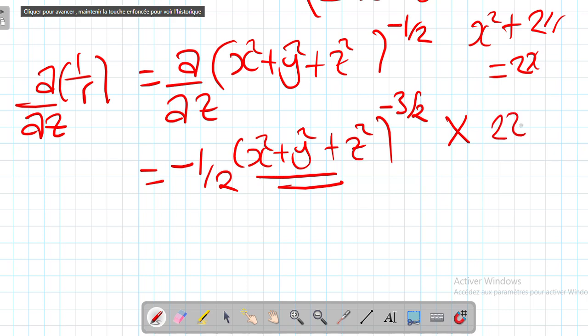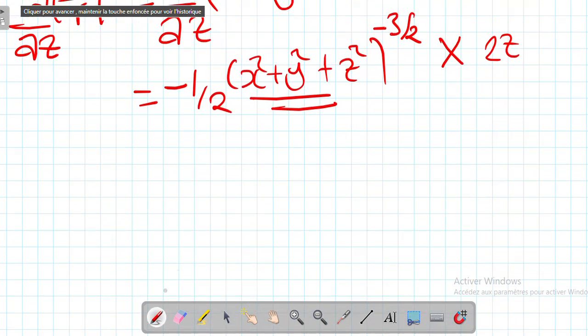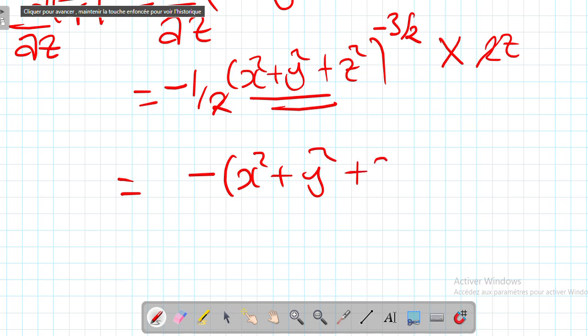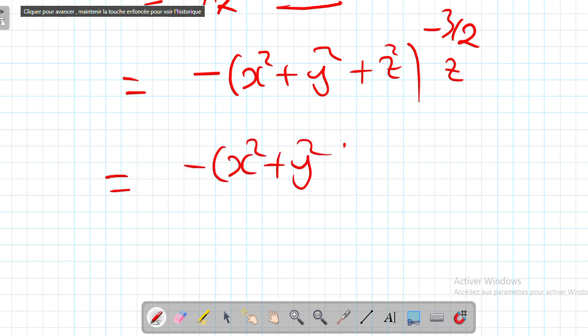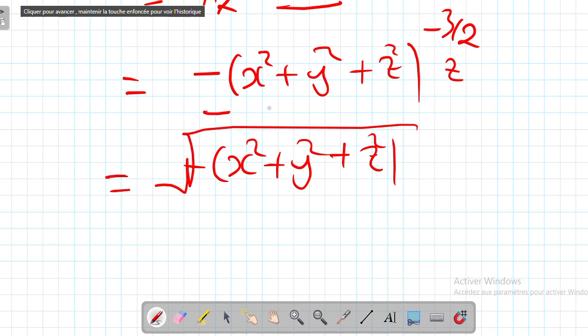So it's 2z. So what answer am I going to have? The same thing. You're going to find a similar pattern. So you're going to find negative (x squared plus y squared plus z squared) to the power negative 3 over 2, then you multiply by z. To simplify it, I'm going to say negative z over the root of x squared plus y squared plus z squared, all to the power 3. Then you found the different components.